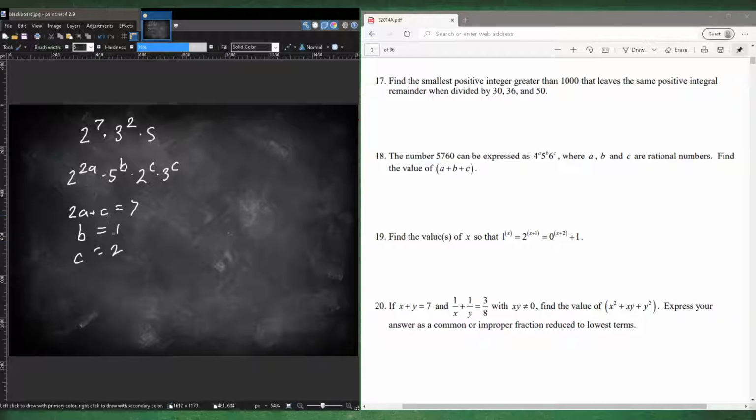So if c equals 2, that means 2a is 7 minus 2, which is 5. 5 divided by 2, so a equals 5 over 2. Now we just need to add them together. So 1 plus 2 is 3. 3 times 2 is 6 over 2. That equals 3. 6 over 2 plus 5 over 2 is 11 over 2. And that's your answer for number 18.